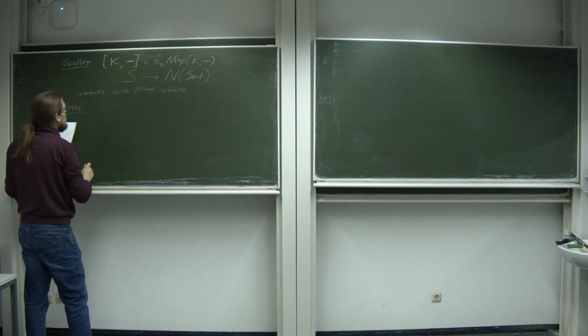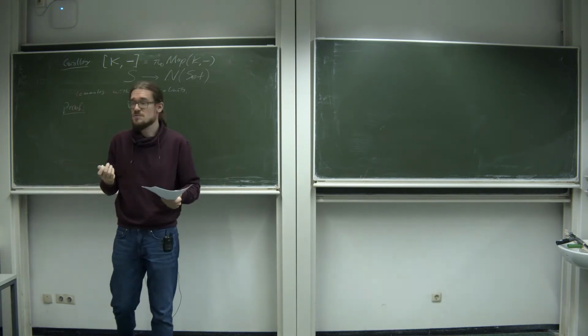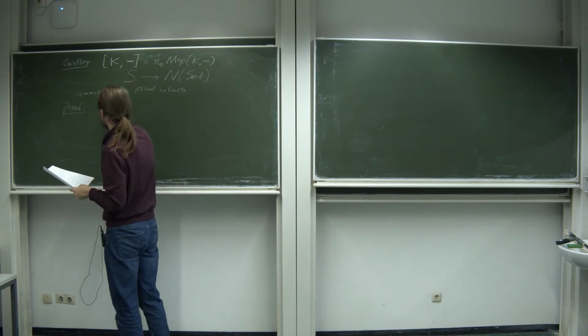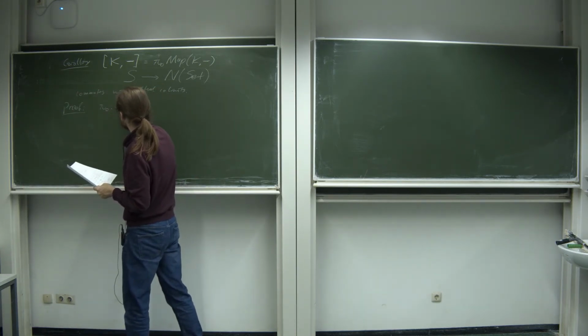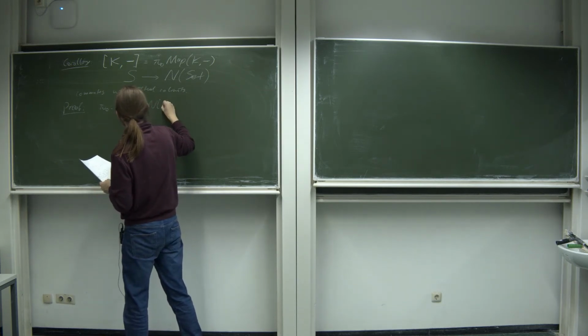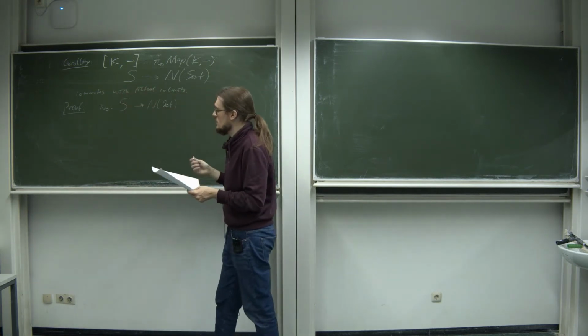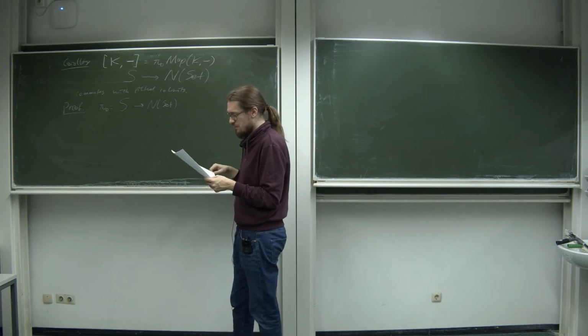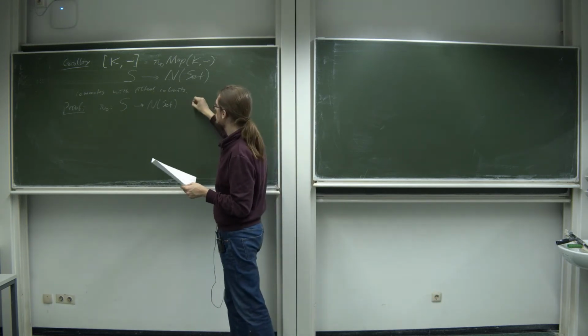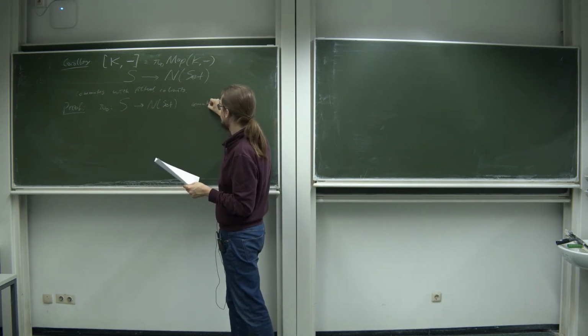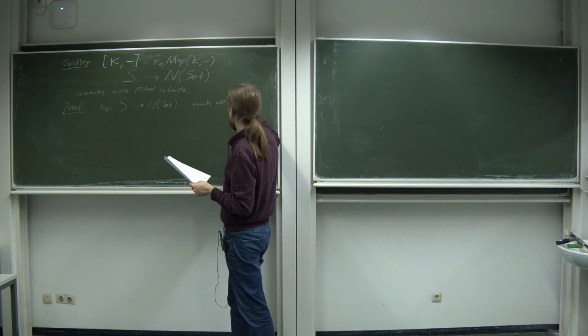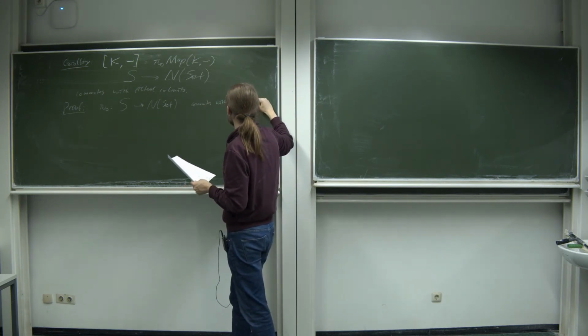And the proof simply consists of the observation that pi 0 as a functor from spaces to the one category of sets, or its nerve, commutes with all colimits.